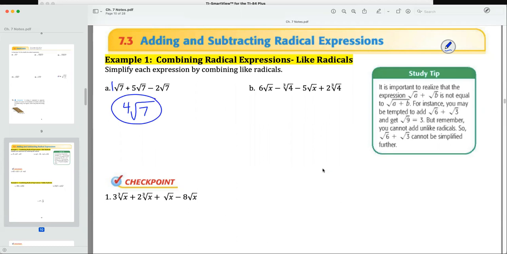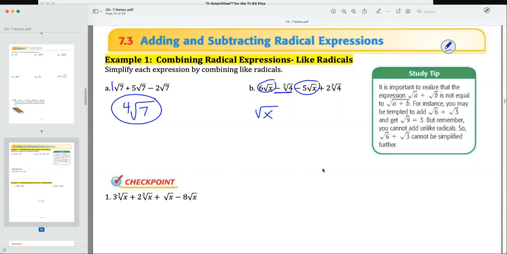Looking at letter B, we have different types of radicals. So we have square root of x's and we have cube root of 4's. So we're going to be basically just combining the like terms. 6 square root of x minus 5 square root of x. That's 1 square root of x.